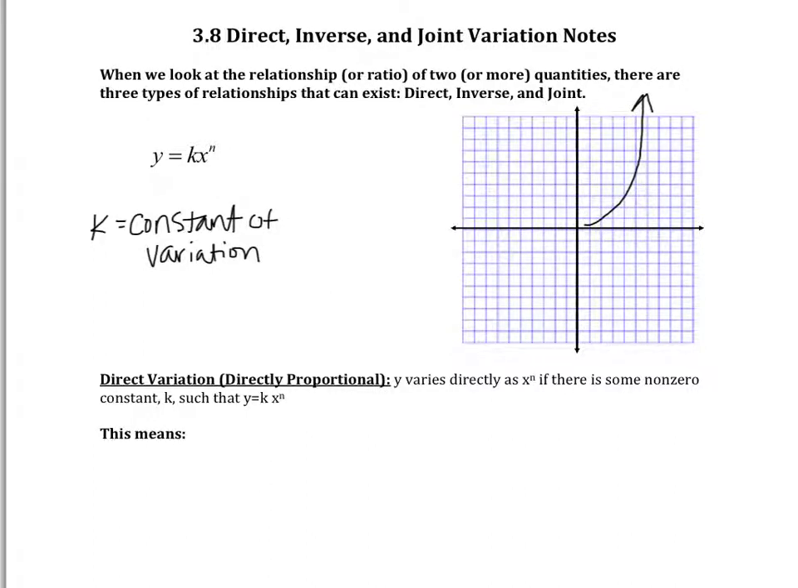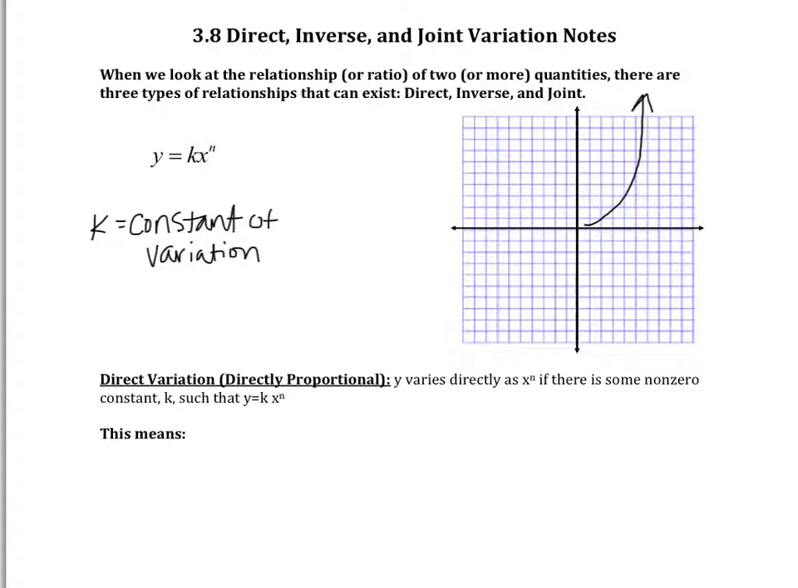Section 3.8 is on direct, inverse, and joint variation. These terms come from when we look at the relationship, which is a ratio of two or more quantities or numbers. There are three types of relationships: direct, inverse, and joint. We can look at these things graphically and we can look at them algebraically.